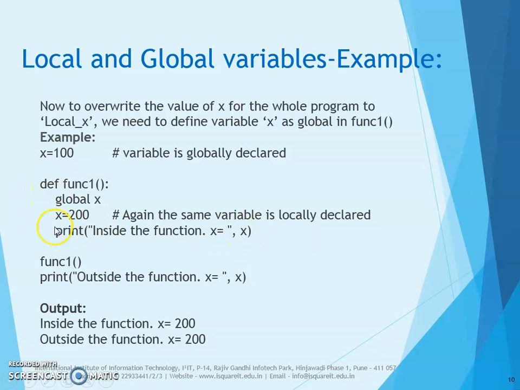Now once this function is executed, cursor will go to the next line, and here we are printing outside the function x is equal to, what is the value now? As it is overwritten, it will display 200 over here.